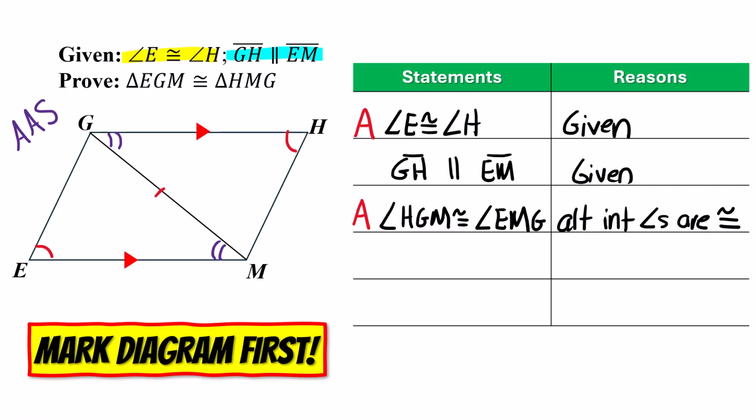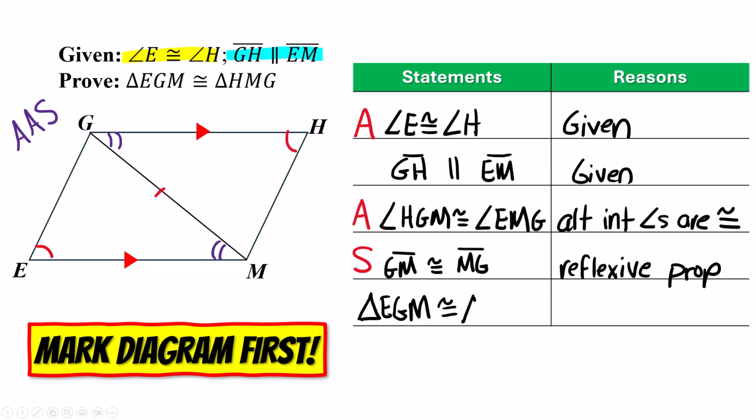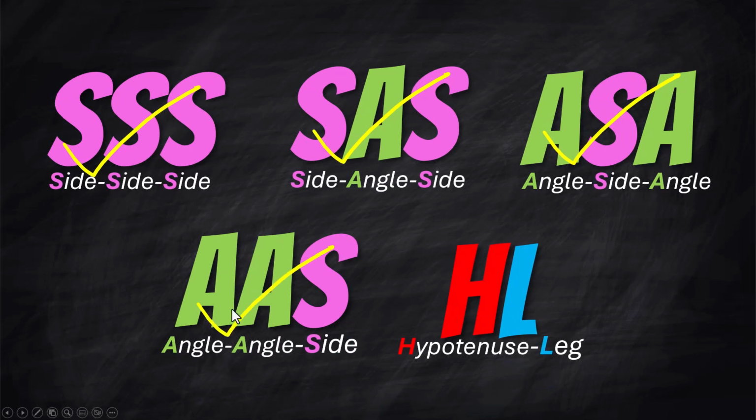And now we need the side, which is angle, angle, side. And the side is actually pretty easy. It's going to be the reflexive property again. Segment GM is congruent to segment MG by reflexive property. We now have it established, angle, angle, side. So we can say that the two triangles are congruent. Triangle EGM is congruent to triangle HMG by angle, angle, side congruency theorem. Angle, angle, side is complete.